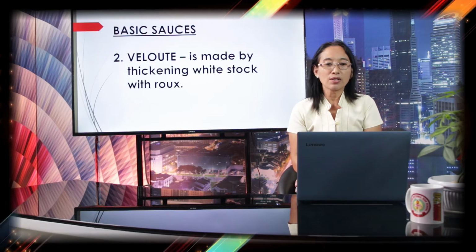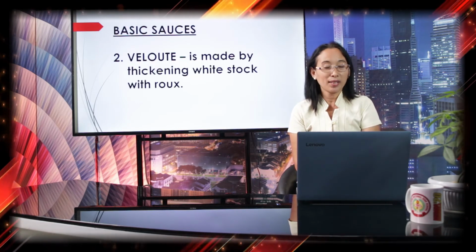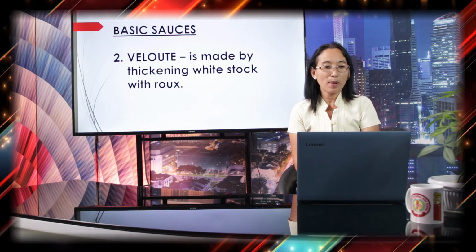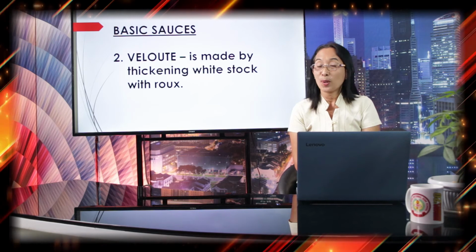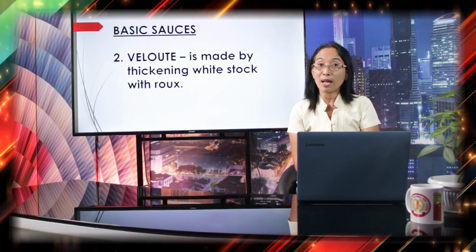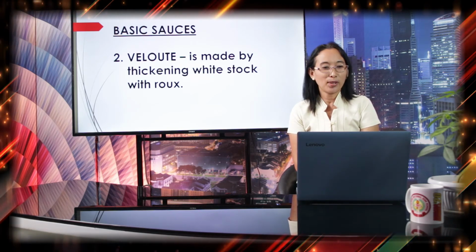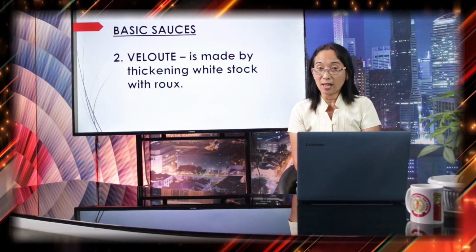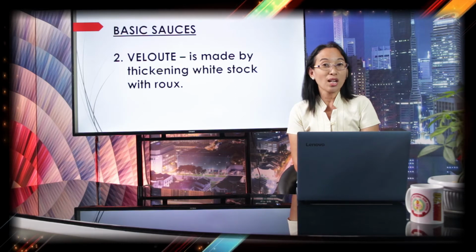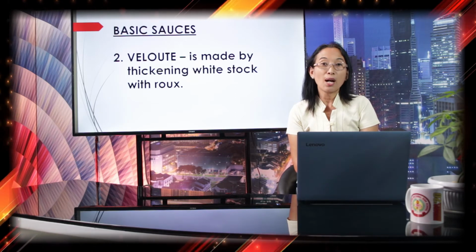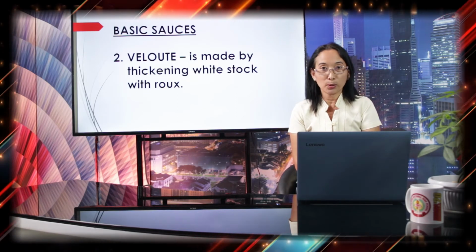Number 2 basic sauce is the veloute. Veloute is made by thickening white stock with roux. What are the ingredients, students, in making a veloute? Very good. The ingredients are the stock and a roux. Stock is our liquid base and our thickening agent is the roux.